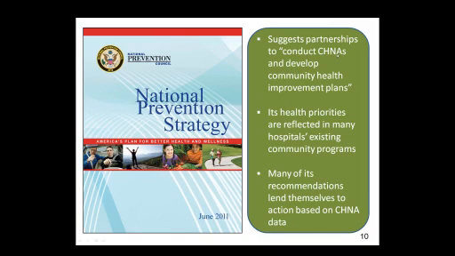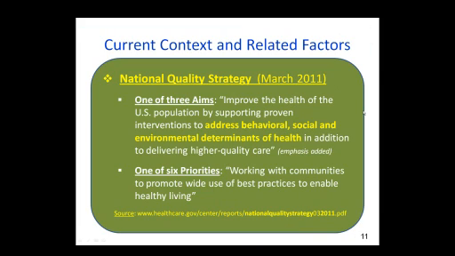Then, just trying to flip forward my slides here, they're lagging a little bit behind. Beyond the prevention strategy is the National Quality Strategy. There we go. And National Quality Strategy, also a byproduct of the ACA, is directed more specifically at healthcare provider organizations, of course. There's a lot in the quality strategy, but a couple of things I wanted to point out that have some relevance in the community health needs assessment world.